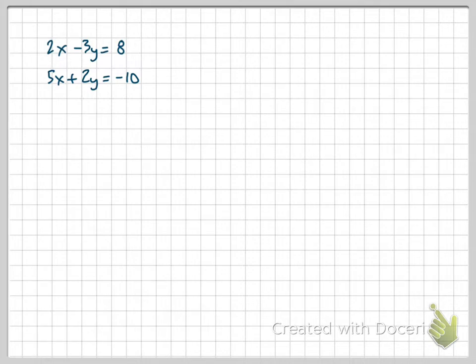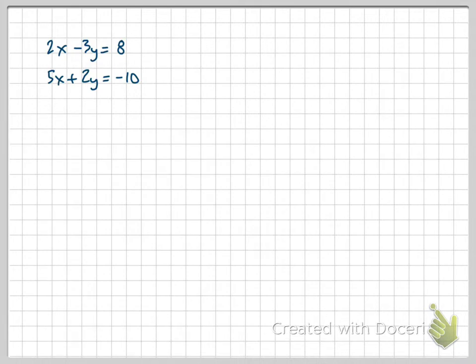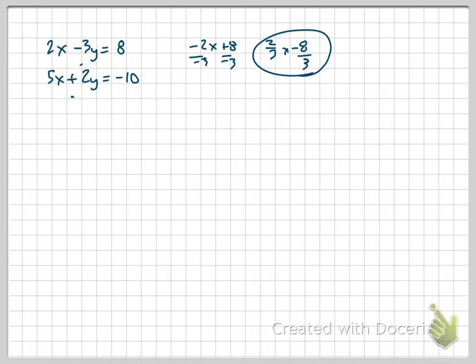Now, I really don't want to do substitution here. Do you know why? When I did substitution before, either the x or the y was by itself, so it was pretty easy to get them by itself. If I look here and try to get the x or the y by itself, am I going to have an ugly equation when I'm done? Yeah, because to get y by itself, I'm going to subtract 2x and then divide by negative 3. That's going to give me 2/3 x minus 8/3. Do you really want to substitute that in for anything? No. So we're going to have to do elimination.